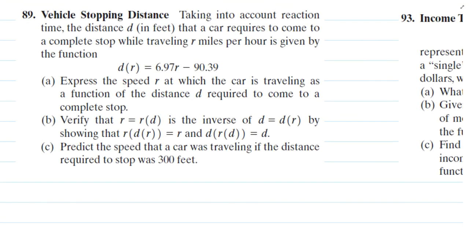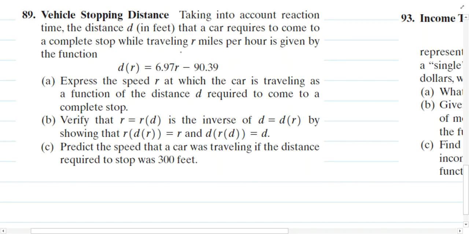Now, number 89 gets to be a bit of an interesting problem. We have a formula, d of r, that takes into account reaction time, and it computes the distance needed for a car to come to a complete stop when it's traveling r miles per hour. So in other words, if we know the rate of speed, we can substitute that rate into this equation, and we can then calculate the distance that it takes to stop.